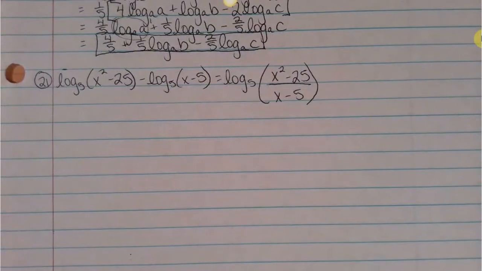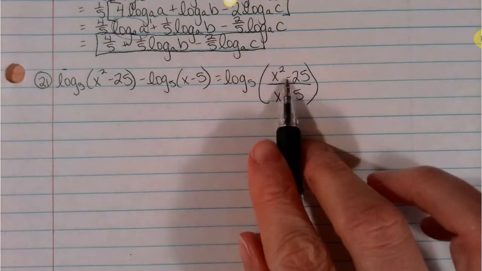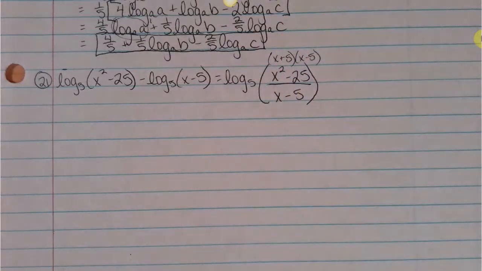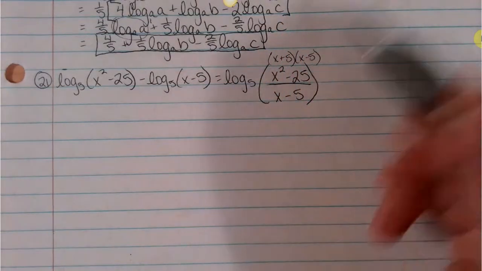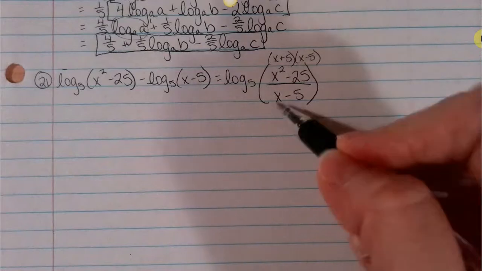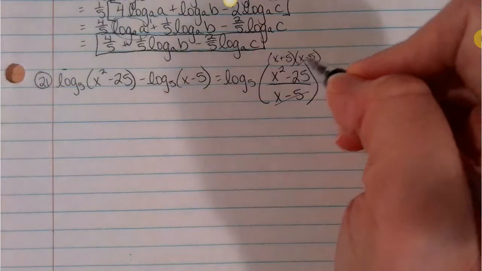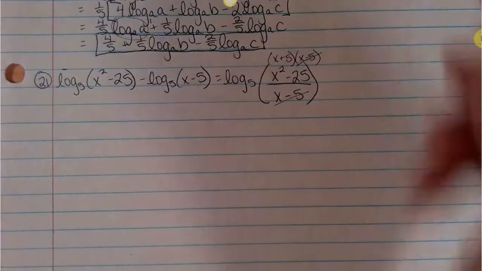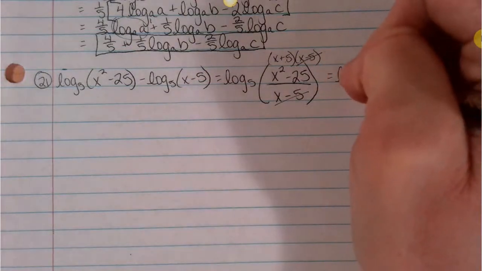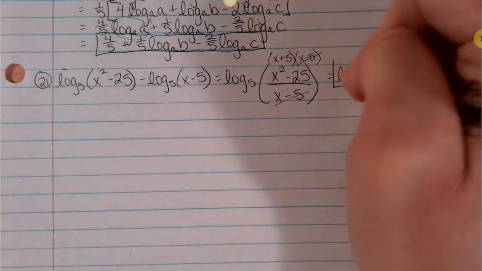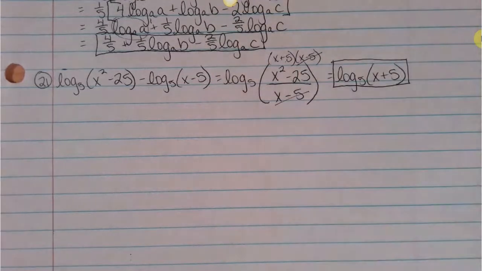But now what we have here in the parentheses can be simplified a little bit. This is a difference of two squares, which factors as x plus 5 times x minus 5, which means we can cancel this factor of x minus 5 in the numerator with the x minus 5 that we have in the denominator, which just leaves us with this x plus 5 inside the parentheses. So we have log base 5 of x plus 5, and that would be our simplified answer.